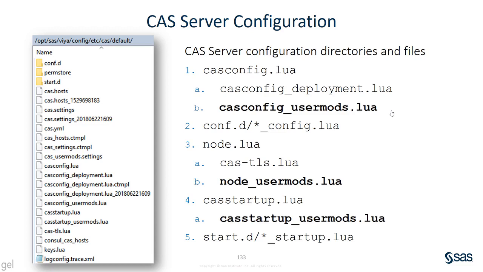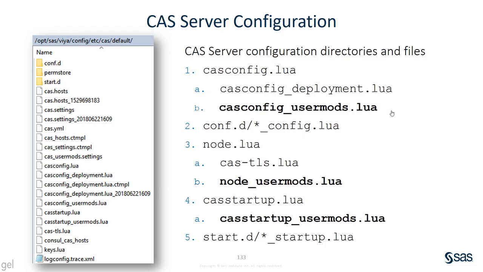Normally in the CAS server, we have a hierarchy of files that we will configure for this process. In number one, we have a CAS config Lua. This deals with setting environment variables for the CAS server as it's coming up. There's a user mods file that I want to make changes to. You don't want to touch CAS config Lua because it could potentially be regenerated by Ansible or if I update or redeploy the software. So only make your changes in the user mods file.